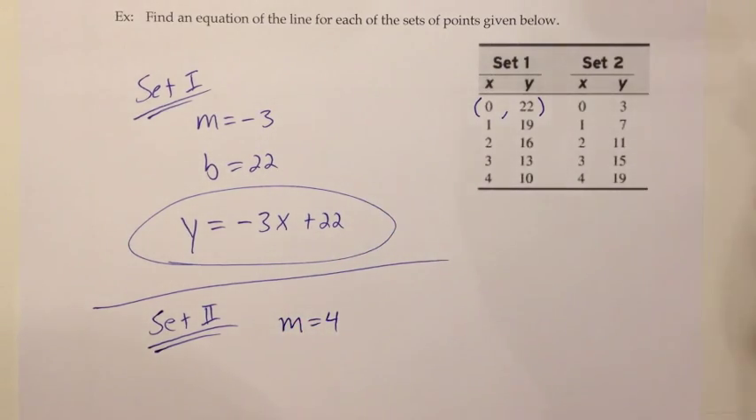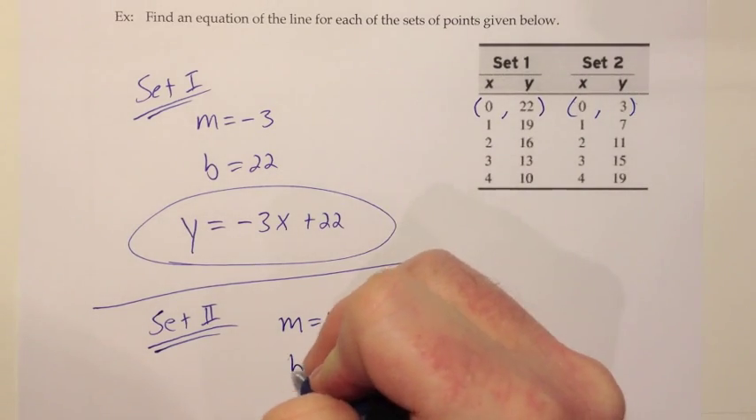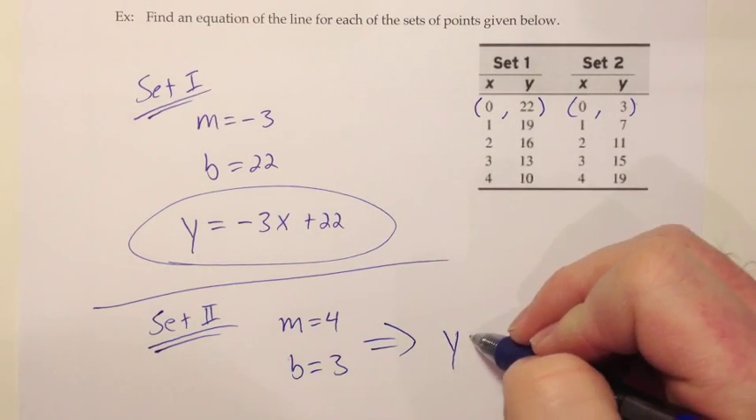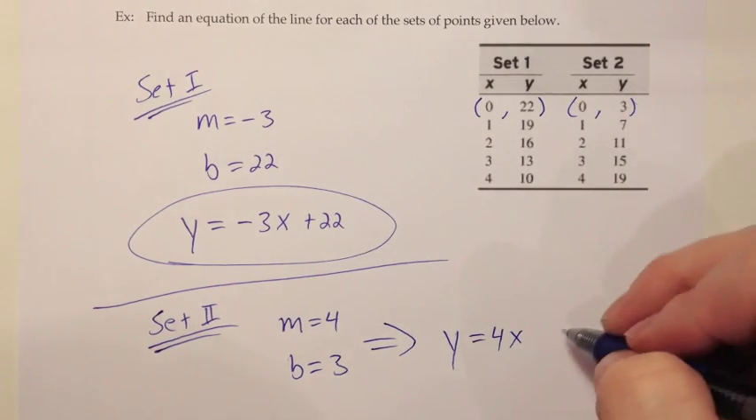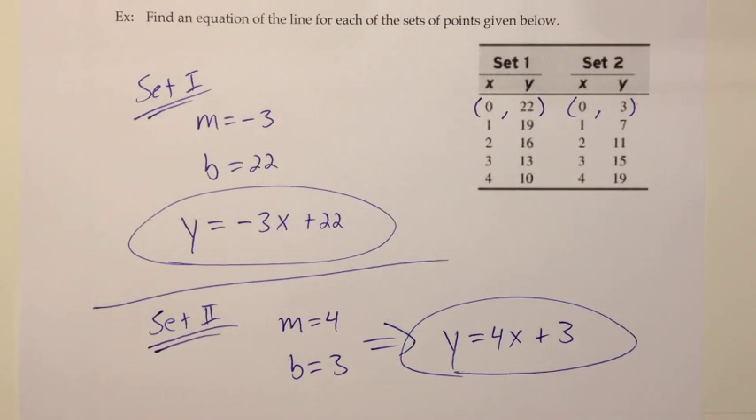And then for the y-intercept, here's our 0 input. That has an output of 3. So that means b is 3. Put those two facts together and we have y equals mx, so 4x, plus b, so plus 3. And there's my equation for set 2.